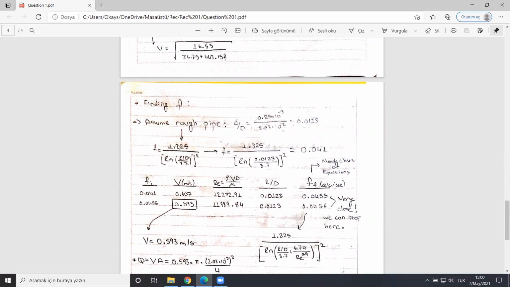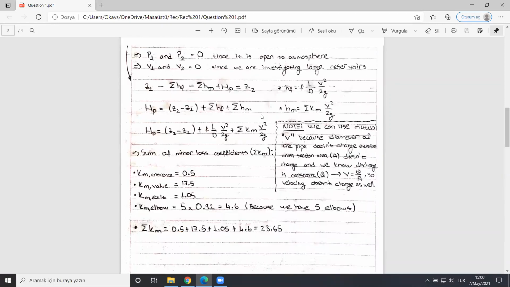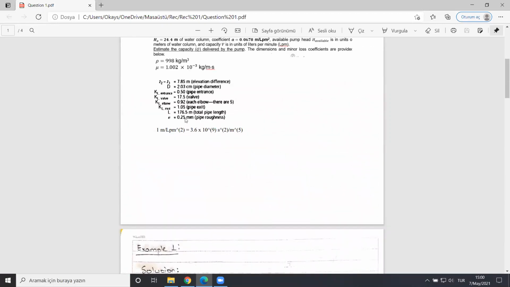From here, we will calculate our initial F and we'll continue like this. So what do we need to calculate our initial F? We need relative roughness, which is epsilon divided by the pipe diameter. We know epsilon is given to us here as 0.25 millimeters, which is 0.25 times 10 to the minus 3 meters, and pipe diameter is given as 2.03 centimeters.